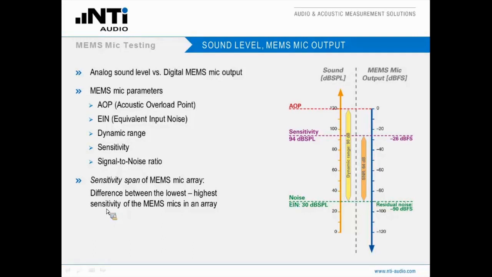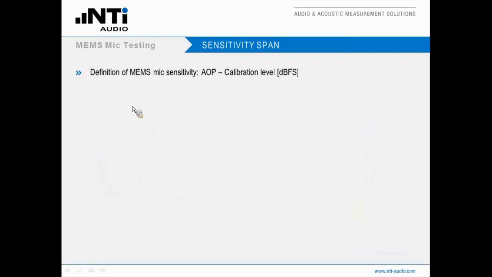Maybe you remember what I said in the very beginning of this presentation, that it is important for beamforming that the MEMS mics on your array behave as similar as possible. The characteristics should be as close to each other as possible to allow the DSP to properly calculate the direction of the sound source. So we need to know this sensitivity span, this difference between the microphone with the lowest and the microphone with the highest sensitivity on our array.